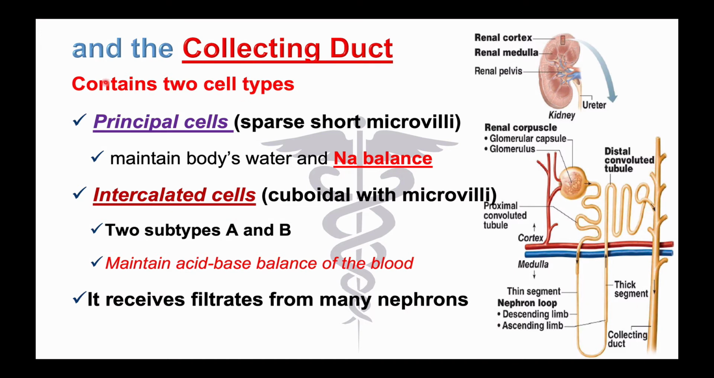The collecting duct contains two types of cells. Principal cells maintain the body's water and sodium balance. Intercalated cells, of which you have type A and type B, maintain the acid-base balance of the blood. This collecting duct is the place where all the filtrate from the nephron comes.